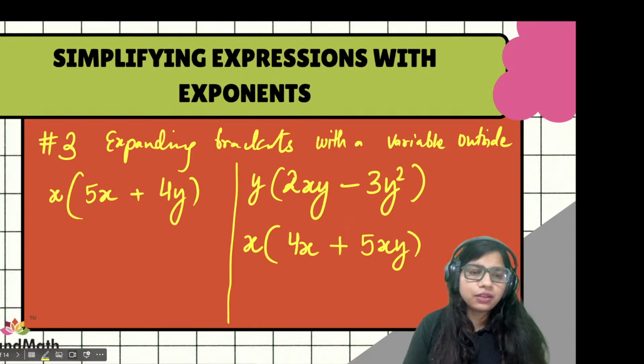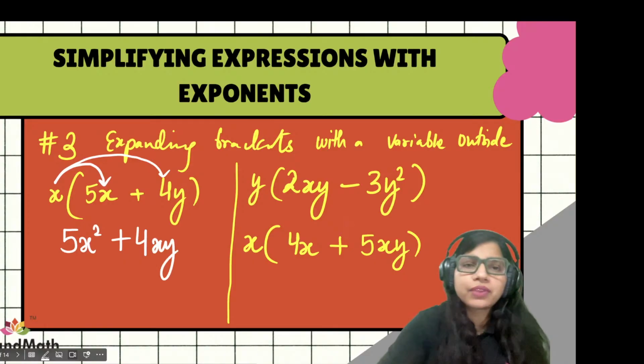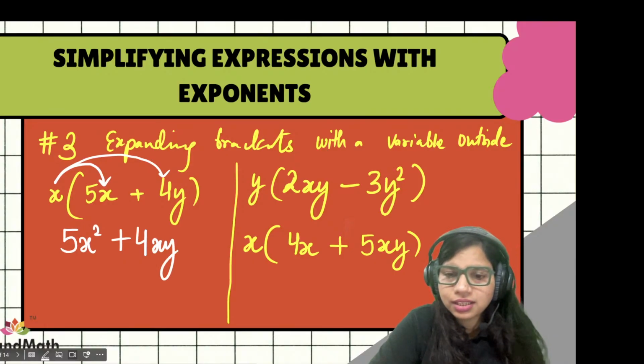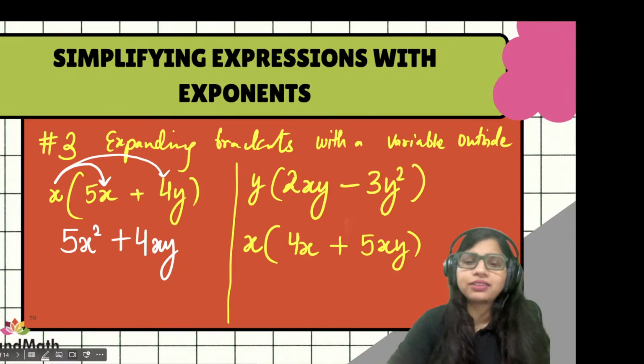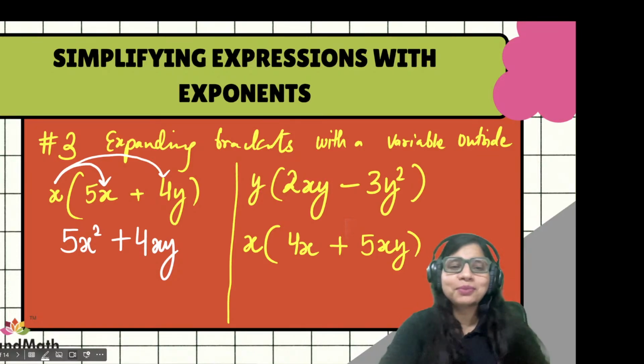So what we do in here, that means my kids are smart. x times 5x, so 5 would be copied as it is, x will change to x squared, and then copying down the plus sign, x times 4y will give us 4xy. And I think this is the answer Advika has shared, and yeah, both are correct. Very good, very good. You both are very smart.